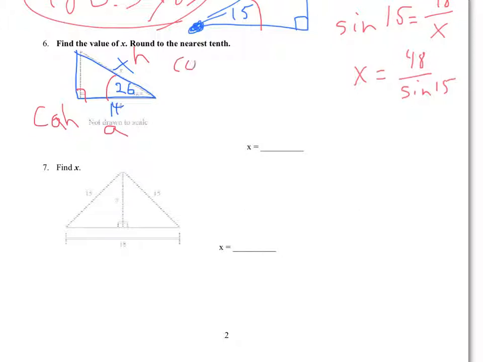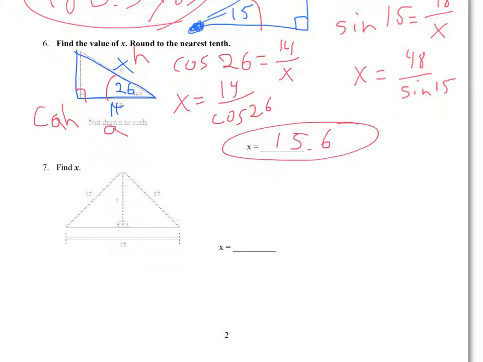So the cosine of my angle, which is 26, is equal to the adjacent leg, or adjacent segment, 14, over the hypotenuse, x. Okay, very similar to the previous problem. The shortcut tells you that x is going to be 14 divided by cosine of 26. Rounded in your calculator, you should get 15.6 as your answer.